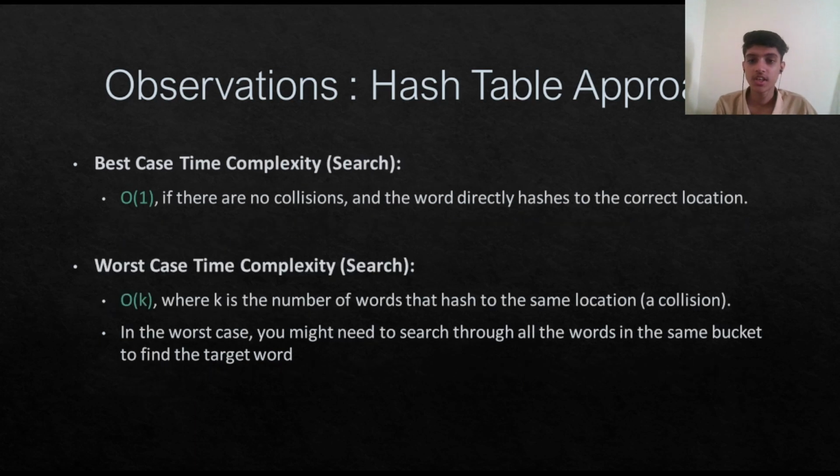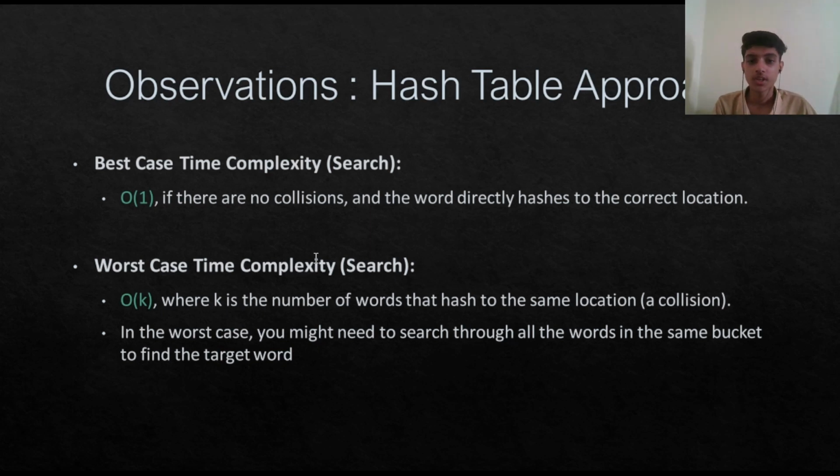Talking about the time complexity, here is the noticeable change in the time complexity of the hash table, which is constant time complexity if there are no collisions. If there are no collisions, then the word will directly hash to the correct location, and we will get the word in one go. So the best case time complexity in case of the hash table is big O of one, which is constant. It is really very fast compared to any other approach.